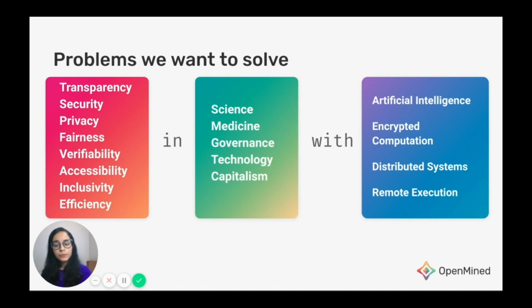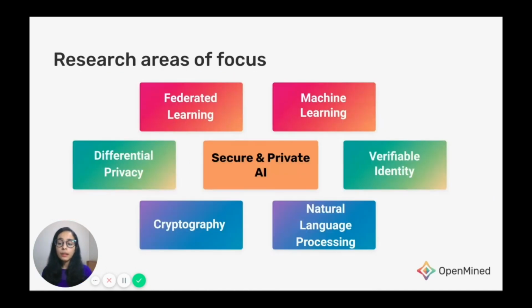Over the broad fields of science, medicine, governance, technology, and capitalism, we want to solve people-centric problems using data-centric methods such as artificial intelligence, encrypted computation, distributed systems, and remote execution, with the aim of adding value to the lives of these people. And this value can be seen in the form of data transparency, the security and privacy of the people, the fairness in the way the data is being used, and so on. So, broadly speaking, this is what we're interested in solving.